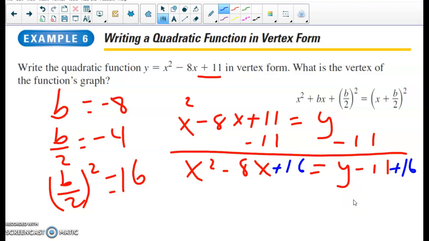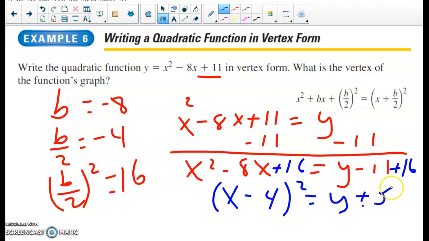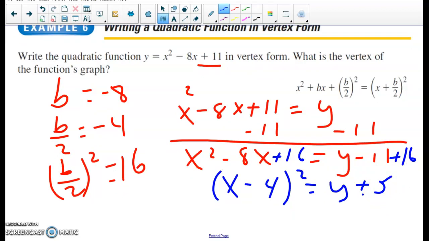All right, so we're going to replace the perfect trinomial with the binomial x plus b over 2. But what's b over 2? It's minus 4 squared. And on this side, we have y. And let's see, a negative 11 plus 16 is a positive 5. Okay, we're almost done. We need to move that 5 to the other side. So we're going to do minus 5, minus 5.